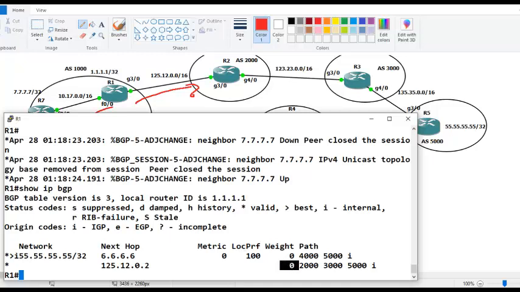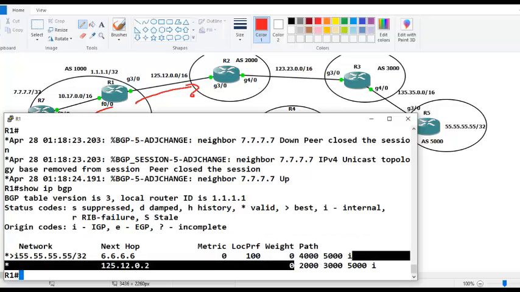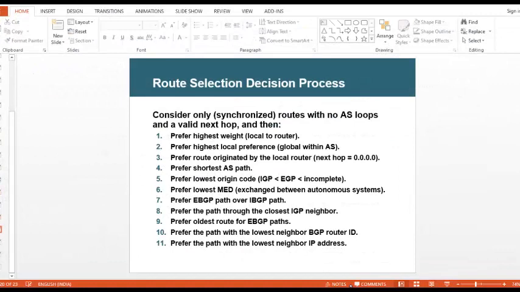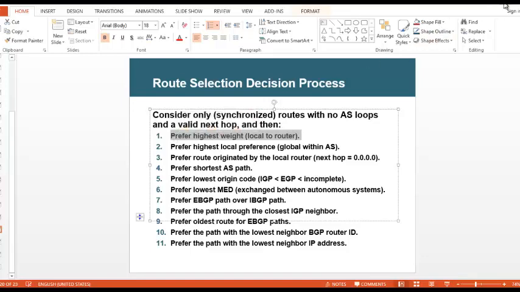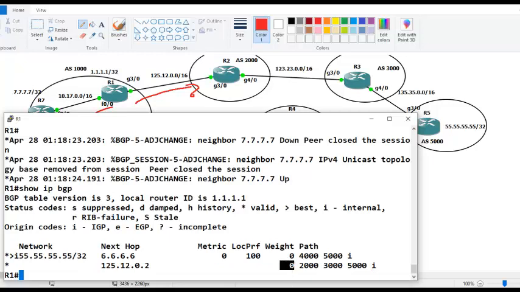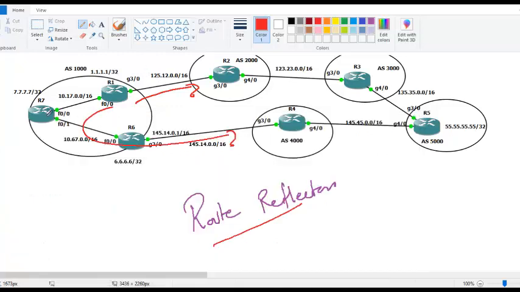currently the tiebreaker is shortest AS path. But before AS path comes the weight. So if I change the weight here to 10, this greater than symbol will jump here. And this will become the best. And then this will be advertised to router 7 and router 6. Let me do it and show you.